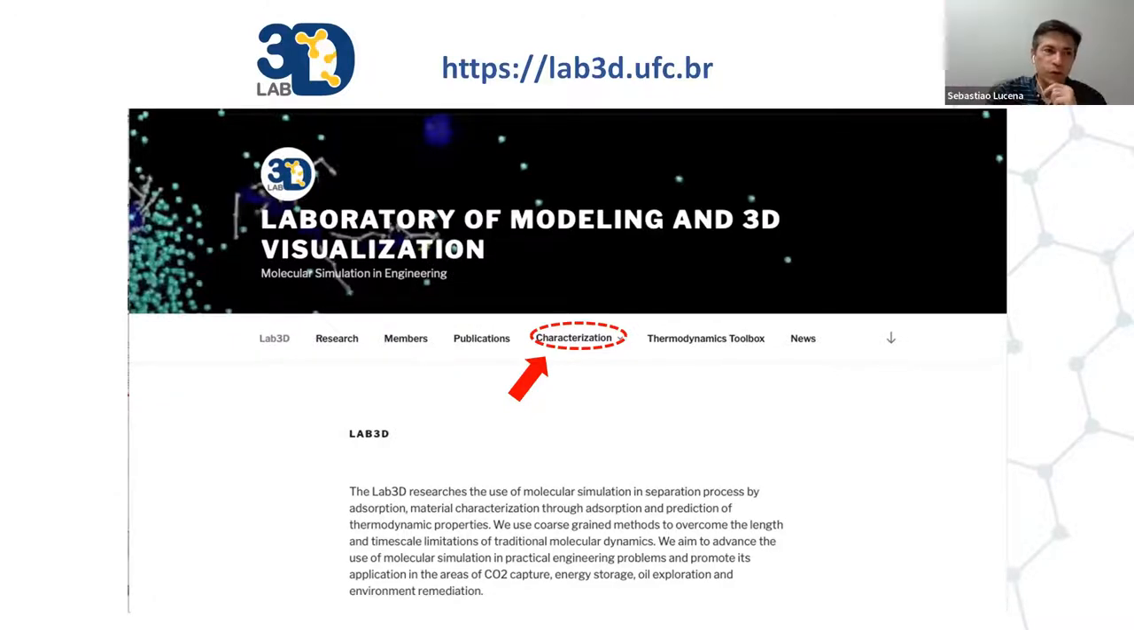No, we use the software provided by the equipment, the Micromeritics equipment and the Quantachrome equipment. We did not perform investigation in the DFT.